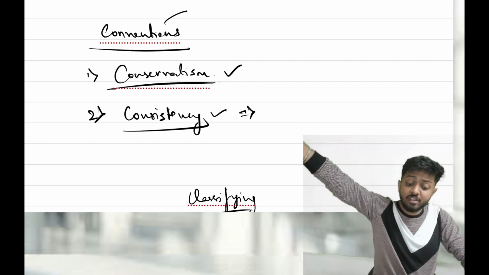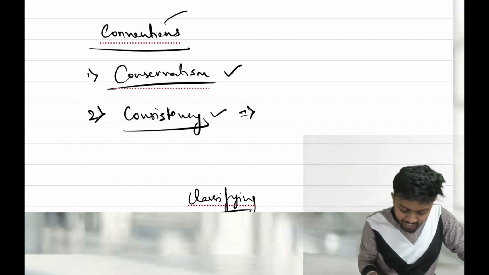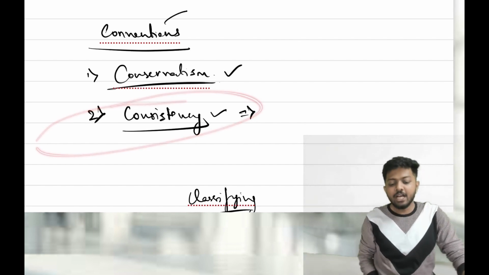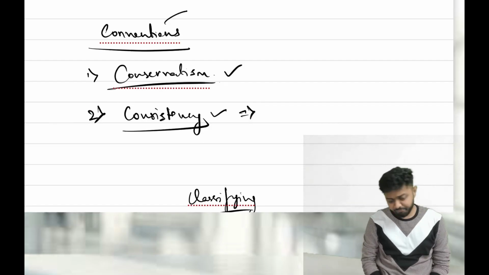But if there are any losses in the future, book it today. That is what they are telling in the conservatism convention. Then we had consistency. What did we learn in consistency?